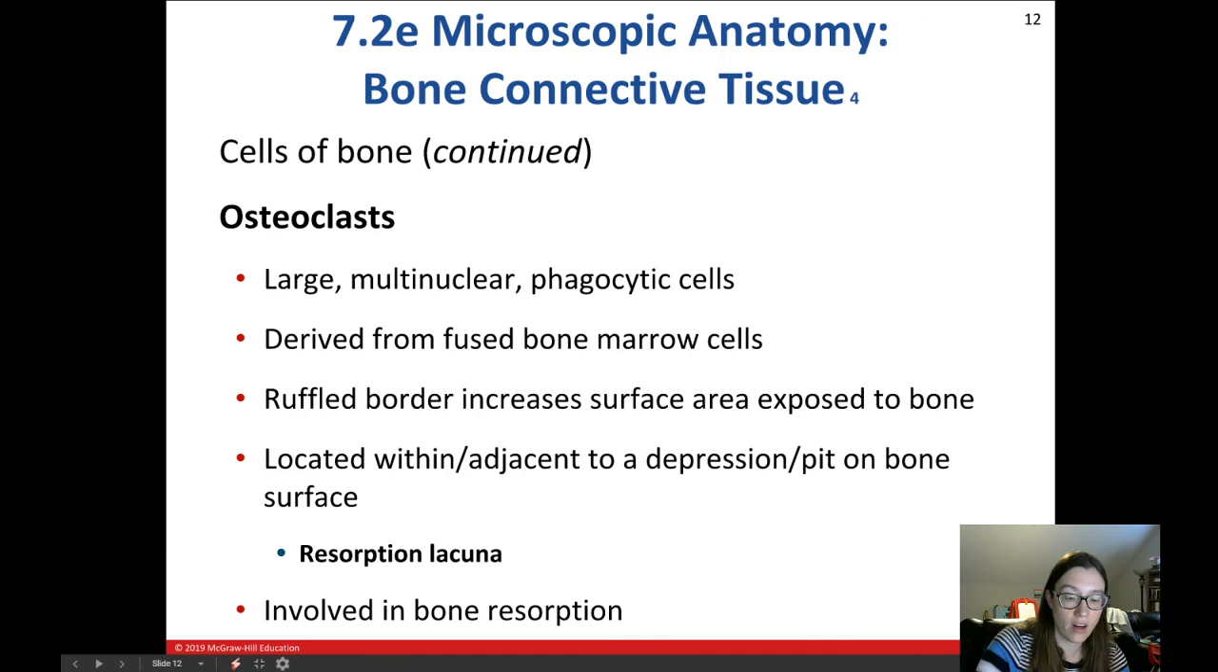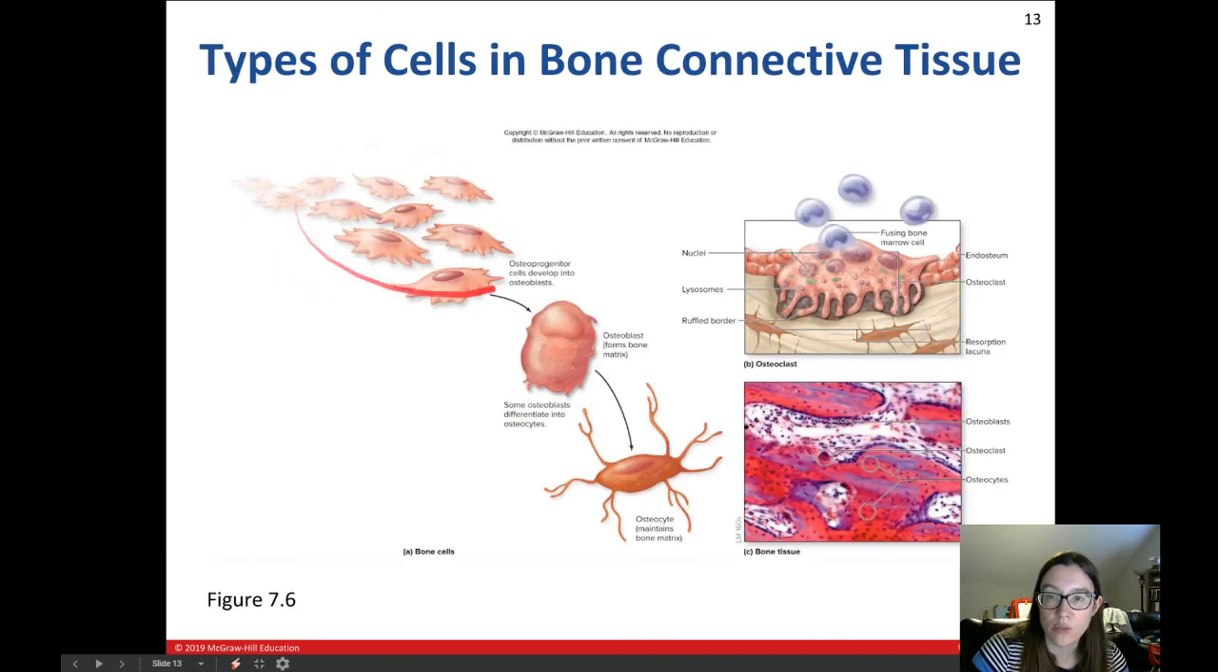So those three are going to be, we have osteoprogenitor cells become an osteoblast, and then it becomes an osteocyte. So these are kind of in a progression. So we start with the younger osteoprogenitor cell, then we go to the osteoblasts, which are the osteoid secreting cells, and finally to the mature osteocyte. And those are all related to each other.